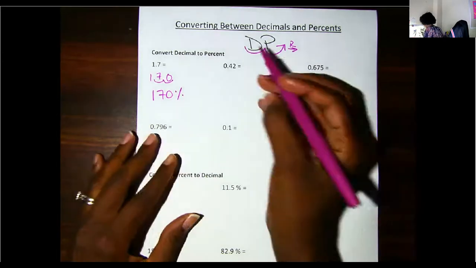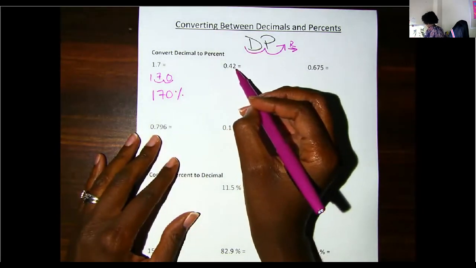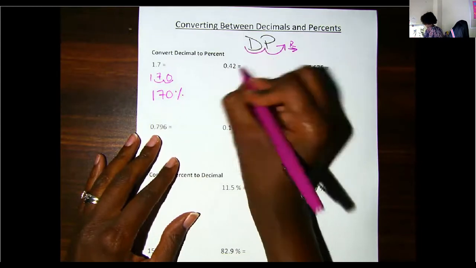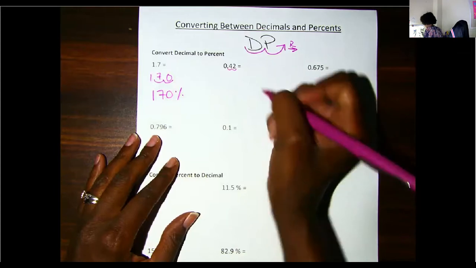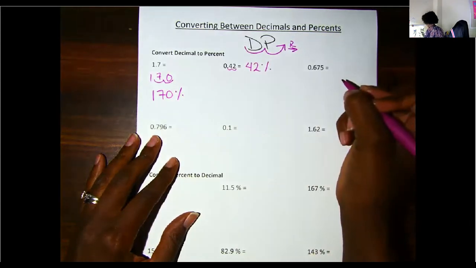Let's try another one. I want to know, what is 42 hundredths as a percent? Well, here's my decimal. I'm going to move it 2 to the right, 1, 2. So I'm going to write that, and I'm going to put my percent sign, 42%.